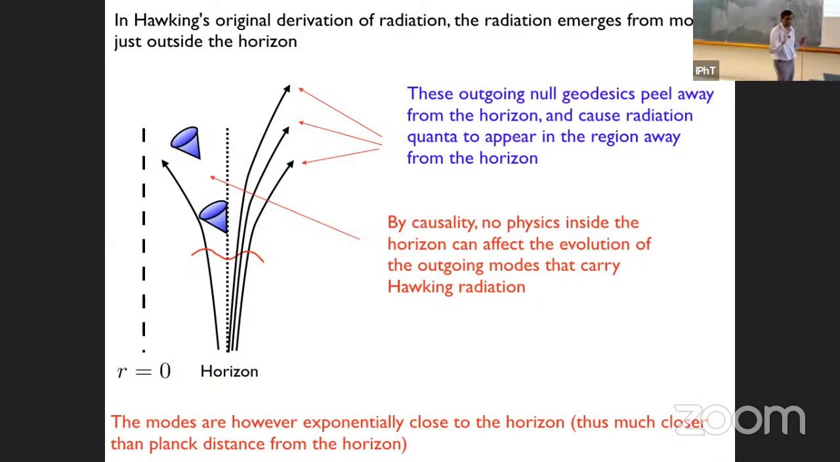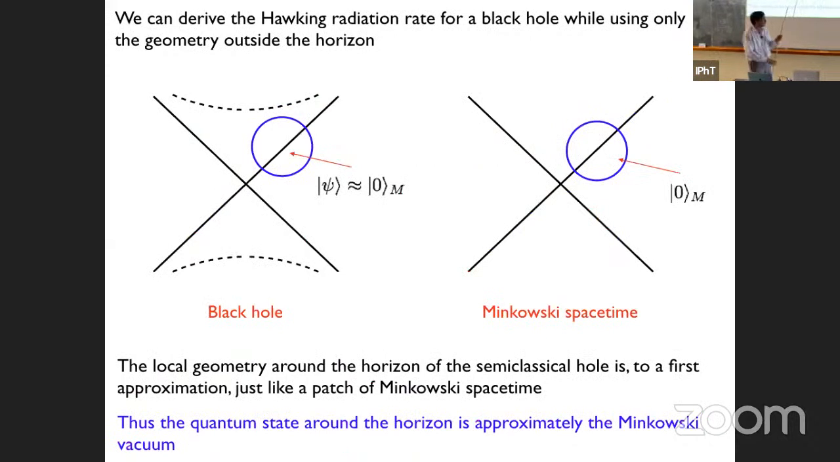Okay, let's see how we can do it in a way which uses only the outside, and then we can actually transfer it to the ECO. So let's see how we can derive the Hawking radiation rate for a black hole while only using the geometry outside the horizon. So normally the picture would be that in a black hole, this region is just empty space.